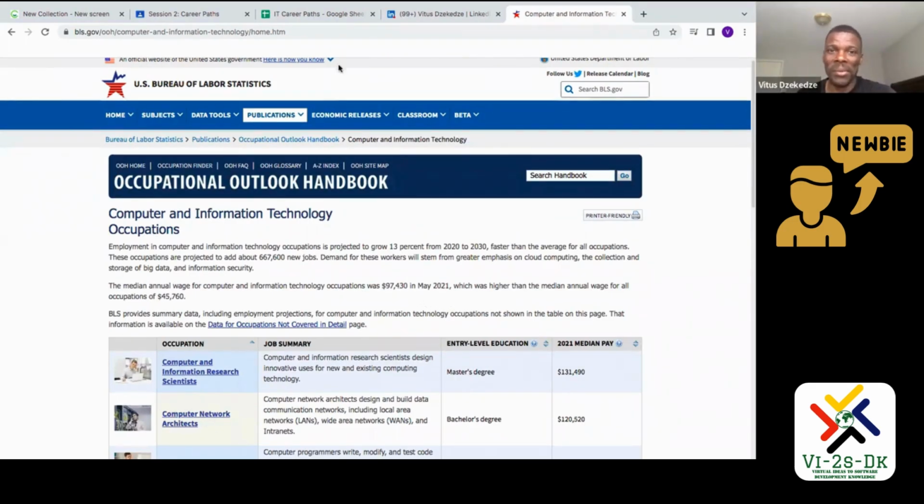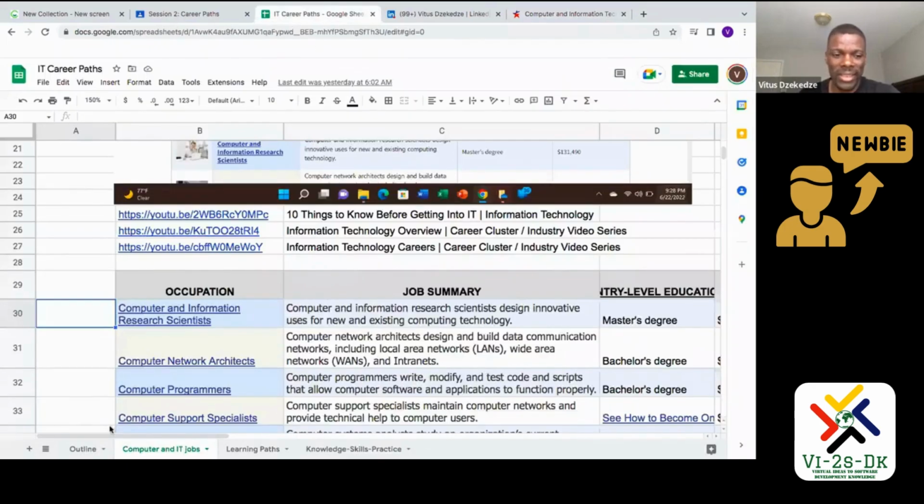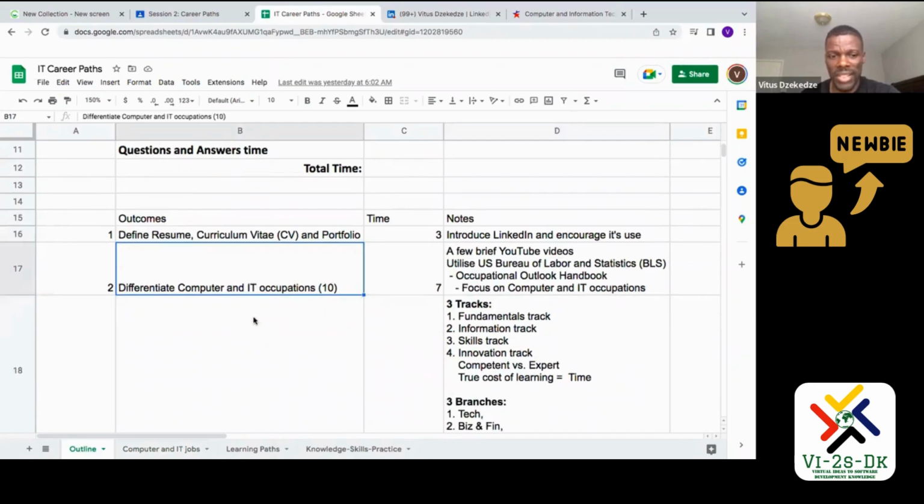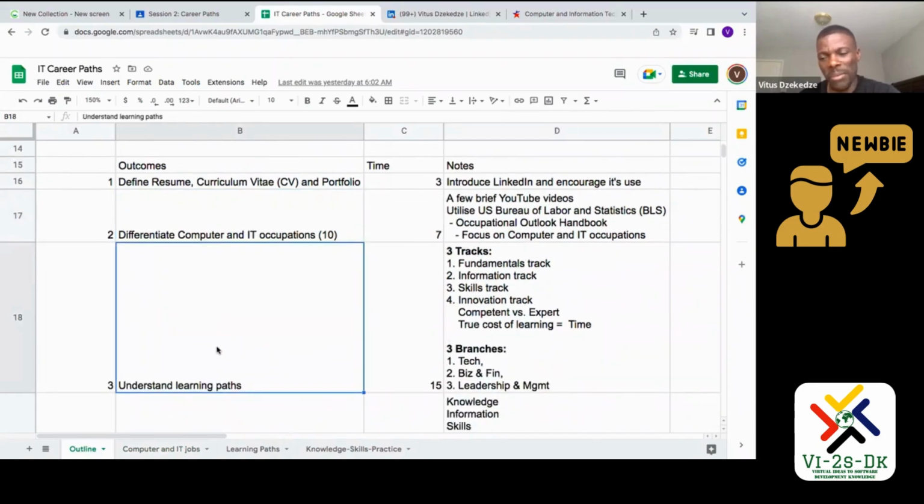So that's going to be what we'll discuss in the next part. Again, in the outline, I did mention that we'll talk about resumes, CVs, and portfolios. And then I'm going to differentiate these different computer occupations. The next thing we're going to talk about is those learning paths. Where do you begin? How do you approach this? That was the perfect question for us to get a segue into our next topic. I will definitely do my best to answer this to the fullest capacity that I can. Sounds good? Yes, thank you. Sweet. Any more questions?